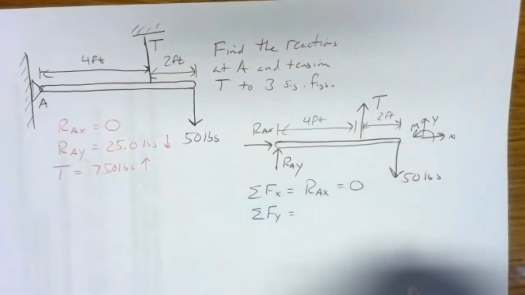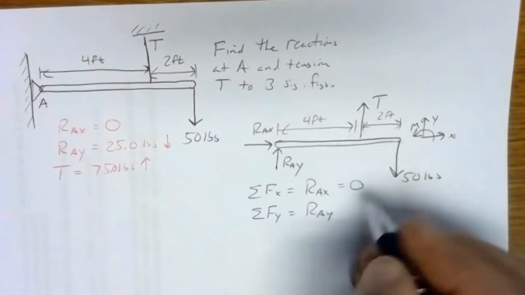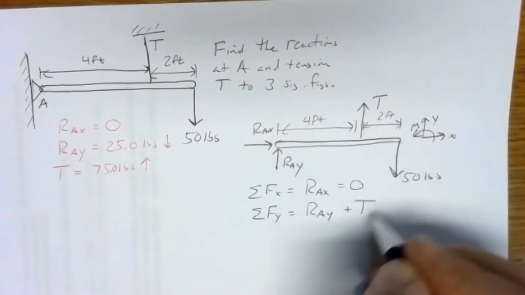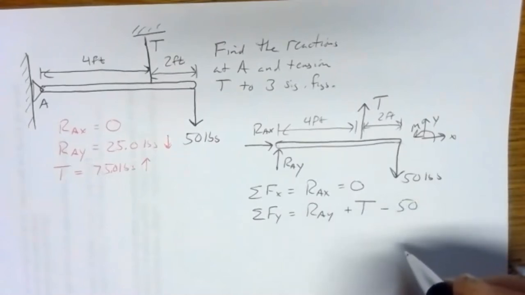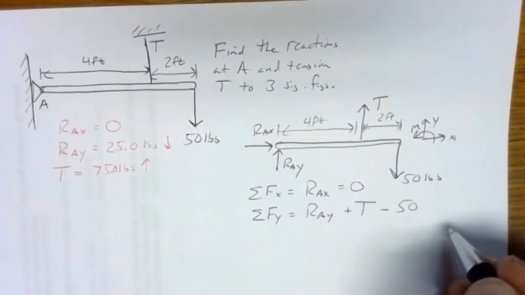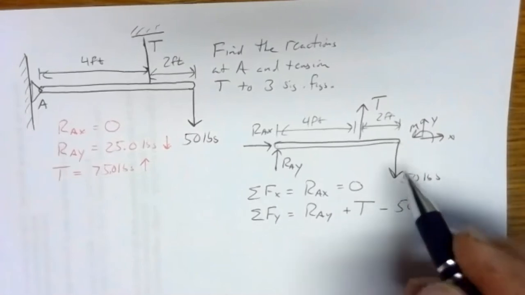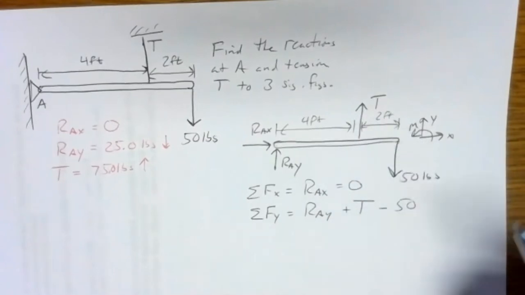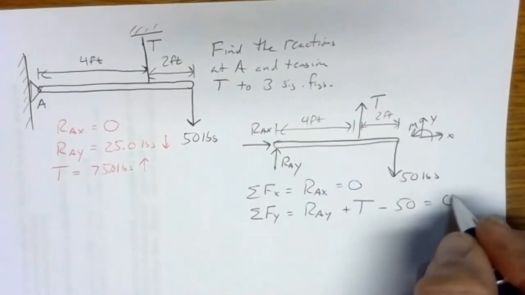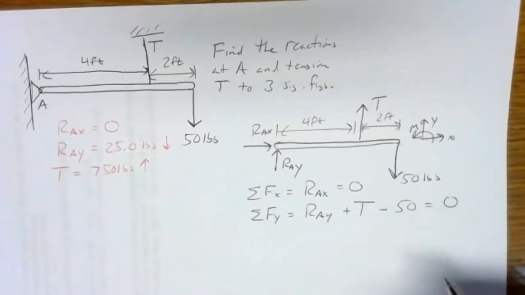Sum of forces in the y direction, we've got a positive RAY, we've got a positive T, and then we've got a negative 50 pounds. So that says the same thing all of our y direction equations have said. Whatever's pushing up has got to equal what's pulling down. So when we set that equal to 0, what we're really saying is RAY plus the tension has to equal 50 pounds.